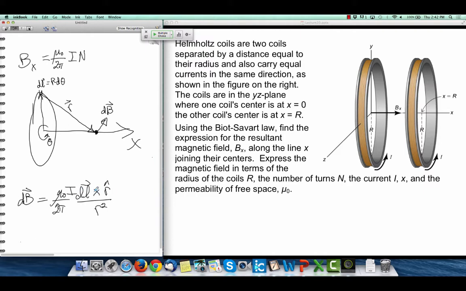dl cross r gives me a dB vector in that direction. I'm going to need to divide by r squared. Well, the magnitude of this r squared is made up of this capital R, the radius of the circle, and this value of x wherever I am. And so r squared is capital R squared plus x squared.